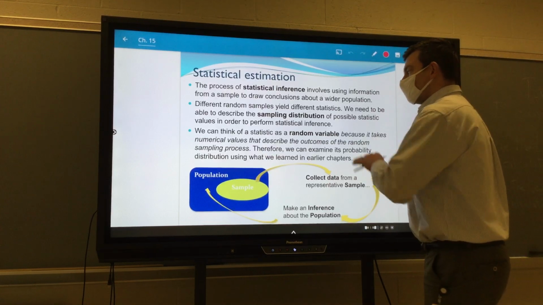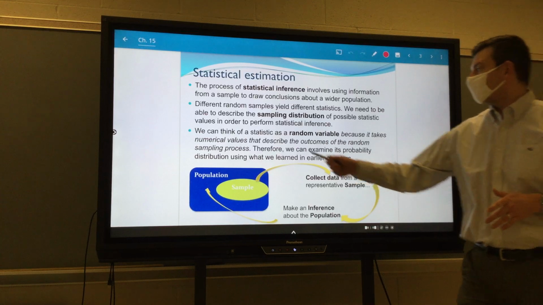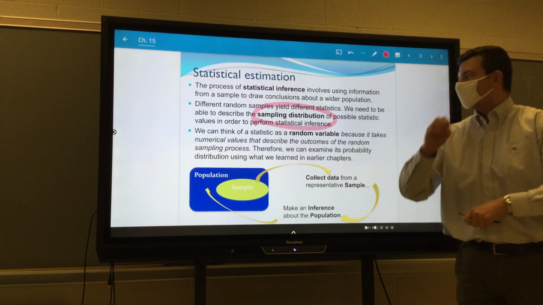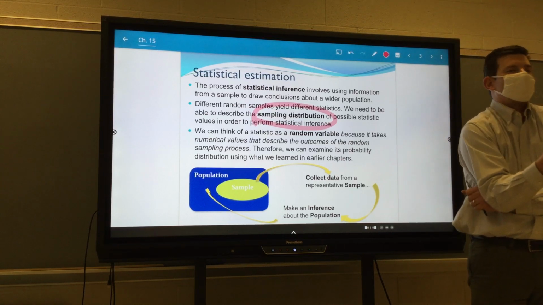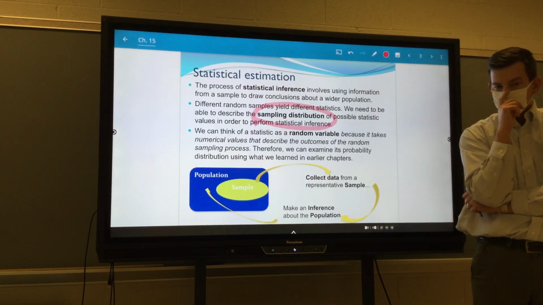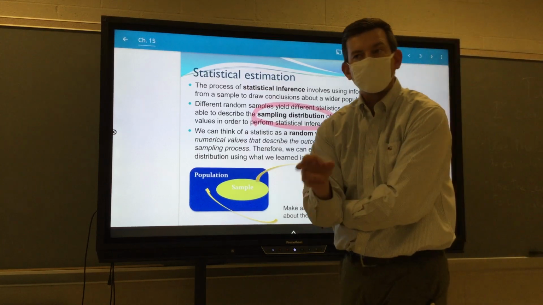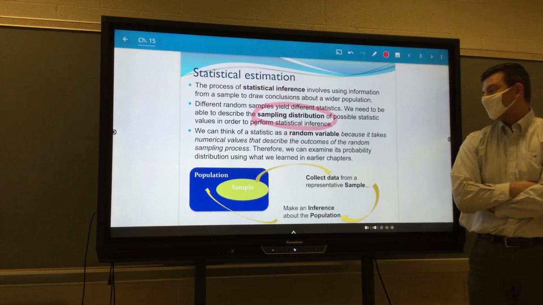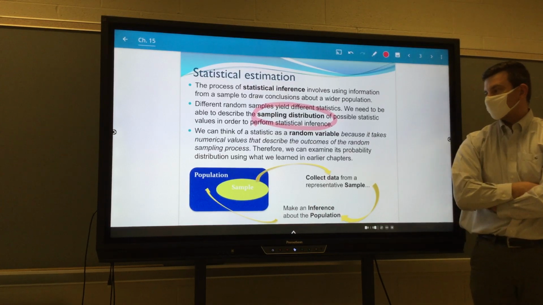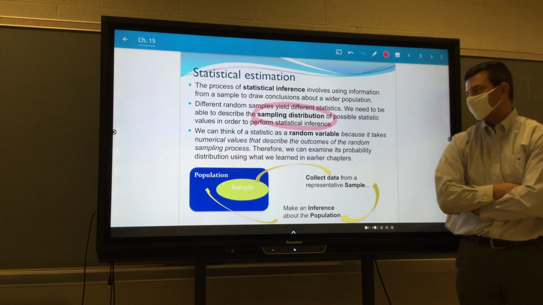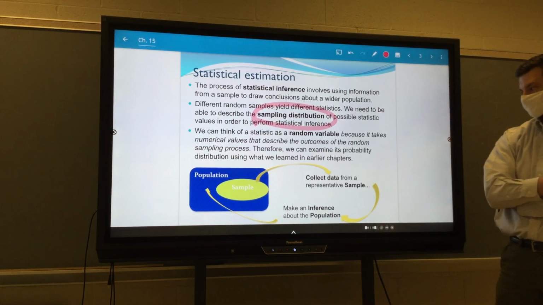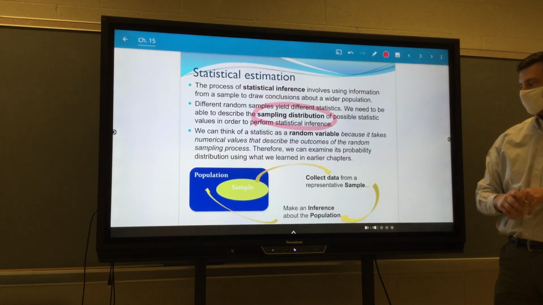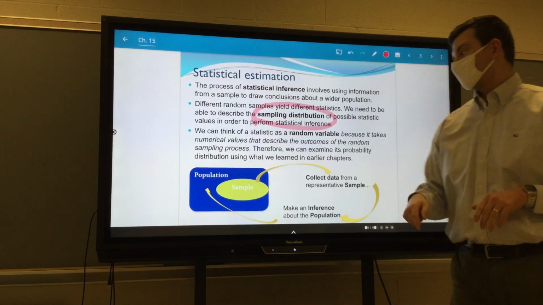Now, what we are looking at today are these sampling distributions of the possible values, and we're performing an inference based off of those possible values. And to tie back in our probability, we can think of a statistic as a random variable because it takes numerical values that describe the outcomes of the random sampling process. So we can examine these probability distributions using what we've already learned.